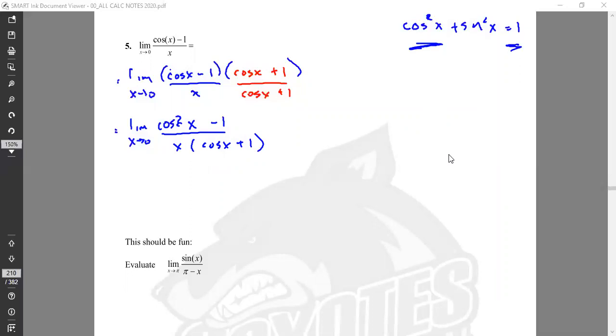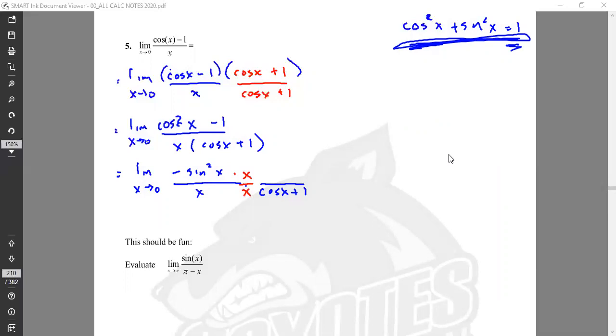So multiplying by our conjugate, we create in here cos squared x minus 1, just considering what this would look like. That is negative sine squared x. Right now, this is dividing by x. It's also dividing by cos x plus 1. I'm going to write that over here. I'm just going to separate them as a product. Doesn't quite work for us. What are we going to need still in here? Because this is sine squared x, that's sine x times sine x. We're going to need another factor of x in here. So let's multiply this by x over x.